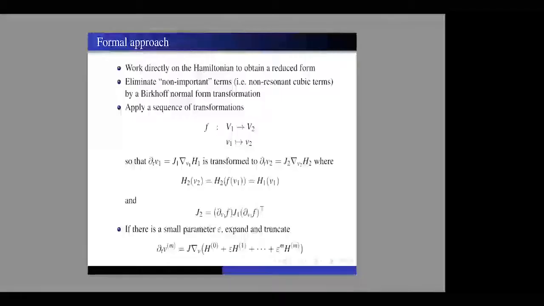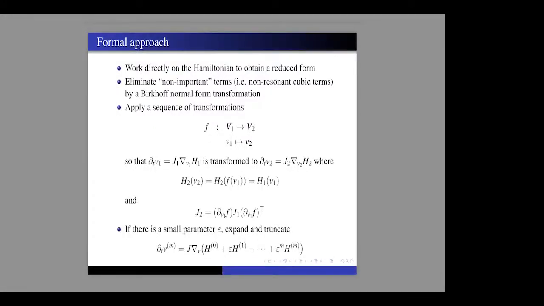All right, so the basic idea is the following. So we work directly on the Hamiltonian, and we stick with the Hamiltonian as far as we can to obtain a reduced form. And so there are two main steps. First, eliminate non-important terms. And here I mean the non-resonant cubic terms from the Hamiltonian. So when I say cubic terms, I mean cubic terms in the Hamiltonian. And you can do this by Birkhoff normal form transformations.